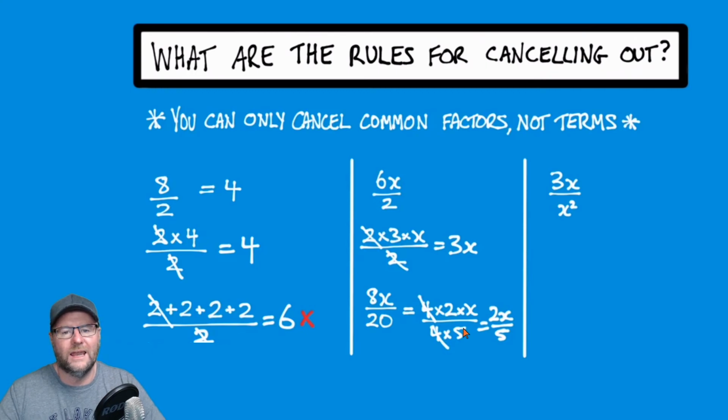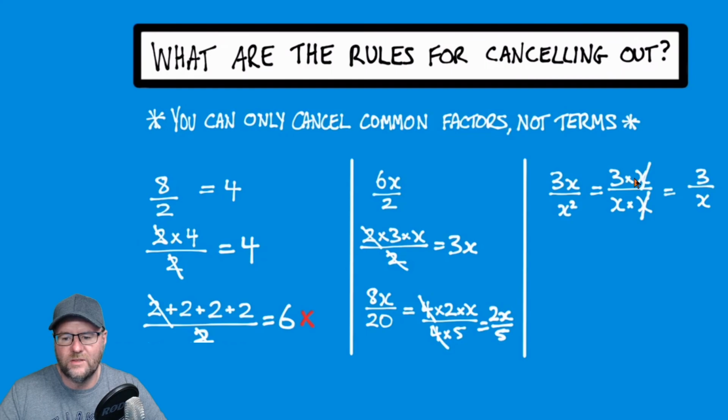Let's do one last example. Now, this one's a little bit trickier. I've got 3x on the top, x squared on the bottom. Now remember, 3x means 3 times x. x squared means x times x. Because there's no plus or minus signs, I'm free to go ahead and cancel out anything that's common, and I can cancel out the x's. I've got common factors of x. So what I'm left with is 3 on the top, x on the bottom.